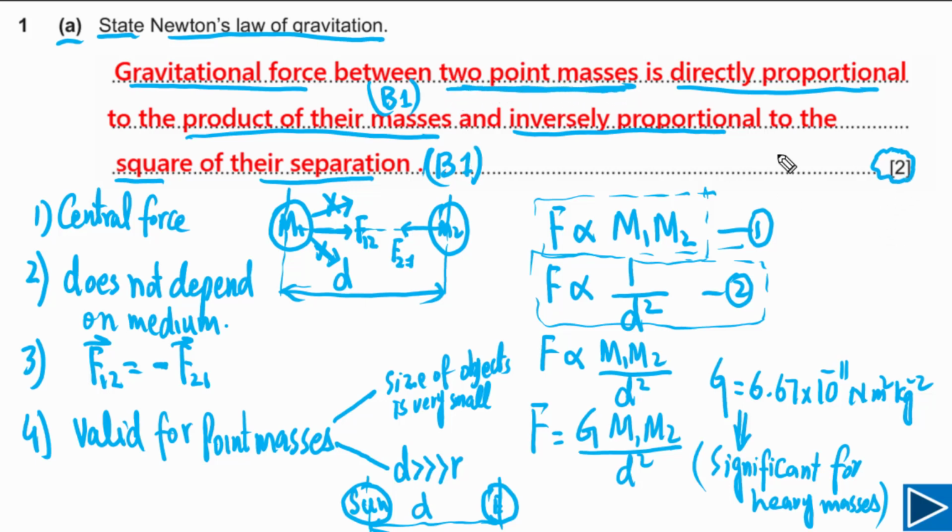Sometimes this question has 3 marks and 1 mark only will be for point masses. If you mention point masses, you will get the 3rd mark, otherwise you will not get it. So when you define Newton's law of gravitation, you have to be clear. It is the gravitational force between two masses that is directly proportional to the product of masses and inversely proportional to the square of distance between them. I hope it is now very clear to you. Let's move on to next part.